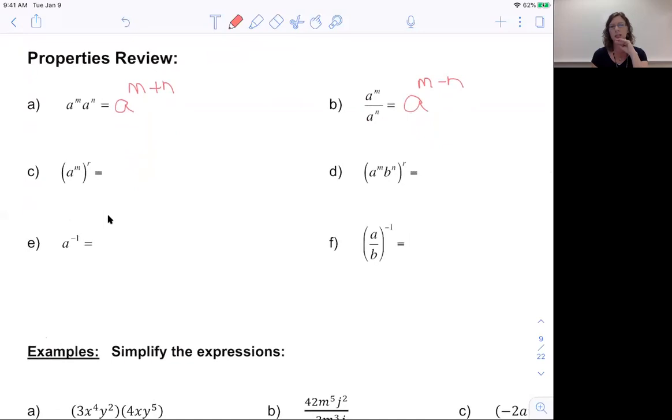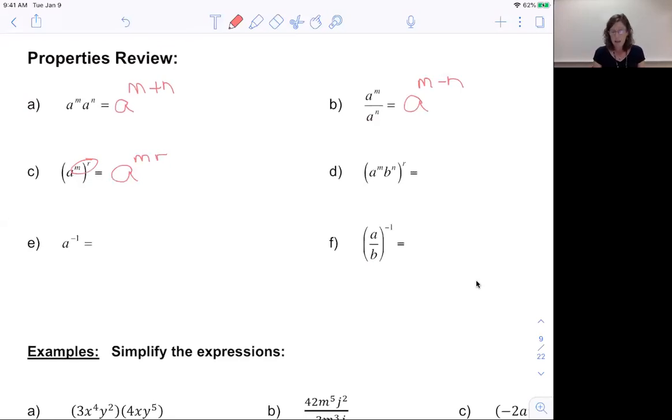How about C and D? Anybody know what to do with C and D here to get those properties? What do you do with those powers? You multiply them. Yeah, these are the ones you multiply. So letter C would be m times r. So you're multiplying those two together.